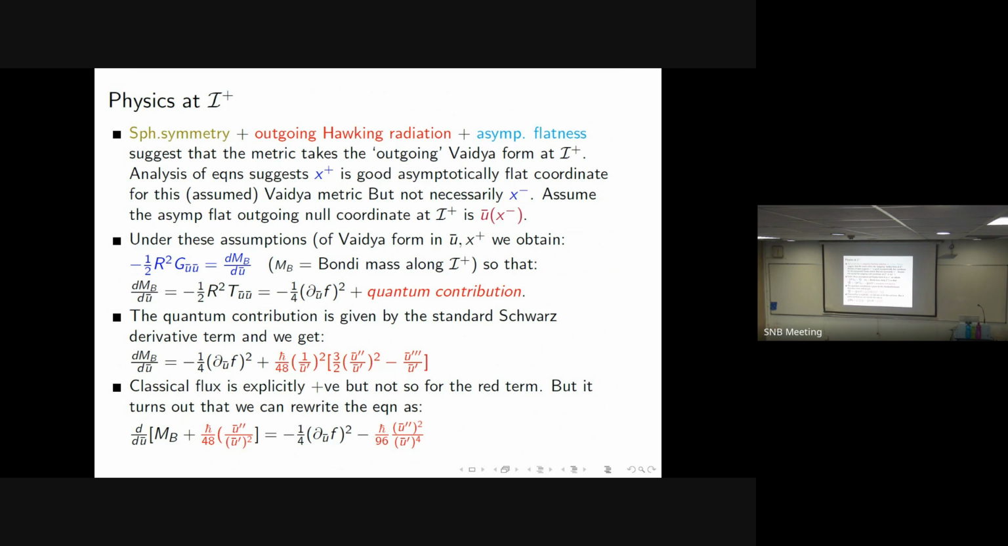Now you may say that the black hole goes on radiating until it exhausts all its Bondi mass, not its original classical Bondi mass, but the quantum corrected one. When it does that, both the classical flux and the quantum flux have to vanish. And when the quantum flux vanishes, there is a derivative over here, so it means that this double derivative vanishes, which means that U bar is a linear function of my x minus.